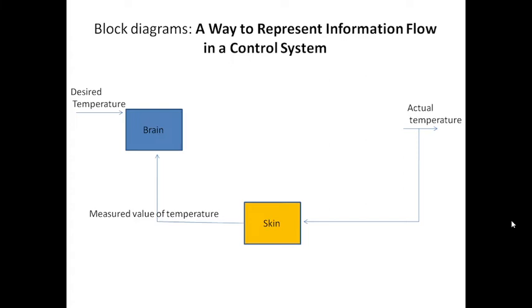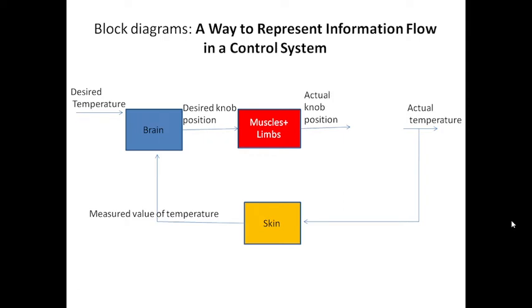Now the brain has information regarding the desired temperature and the measured value of temperature. Depending on the difference between these two temperatures, the brain has to take a decision. But the decisions of the brain cannot directly affect the knob position. Instead, we need another block which would affect the knob position and ultimately the actual temperature. As we may have guessed, this is nothing but our muscles or the limbs. So the brain gives an output in terms of desired knob position to the muscles or the limbs, and the muscles and the limbs give the output as the actual knob position.